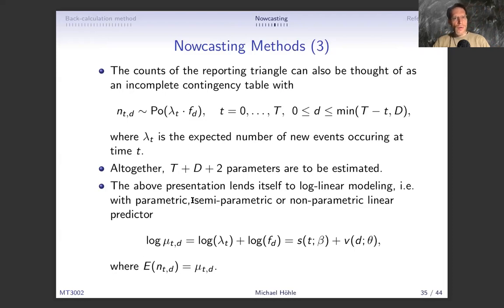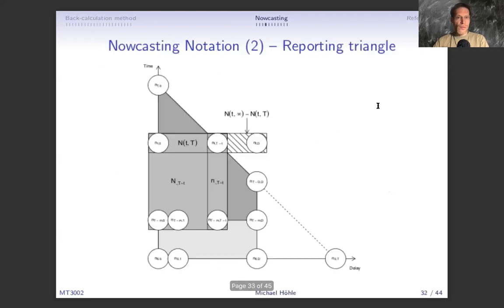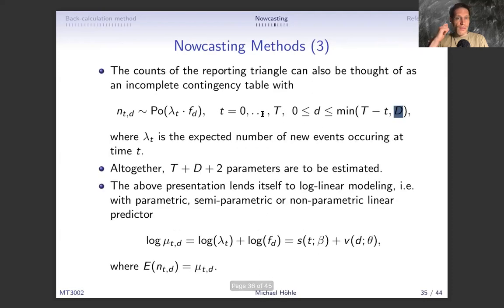So what we have here is the number of observations which have occurrence of the event of interest at time t and a delay of d days, where t runs from 0 to capital T, and the delay is between 0 and maximum D. But please remember, because the reporting triangle is missing here, those observations cannot occur. So I'm not going to write this in array form, because the d, because of the missing reporting triangle, is cut off like this.